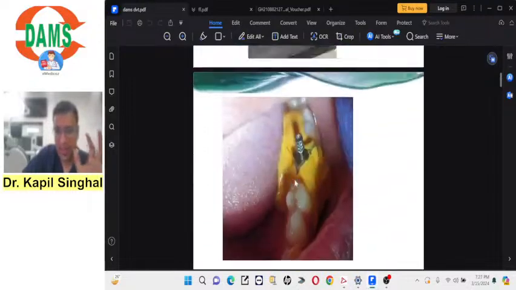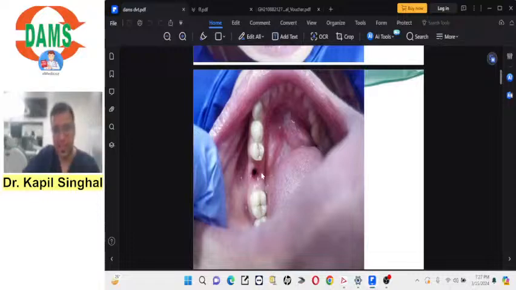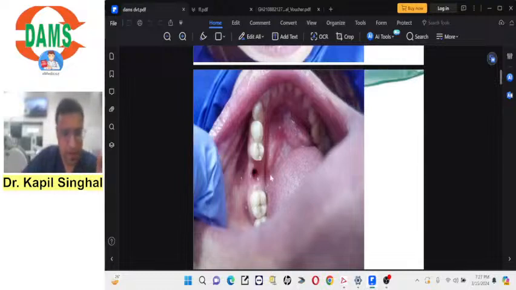So open tray I think is clear to everyone. The second technique is closed tray. For example, this is the same case. We'll take the closed tray impression post and place it over my implant.